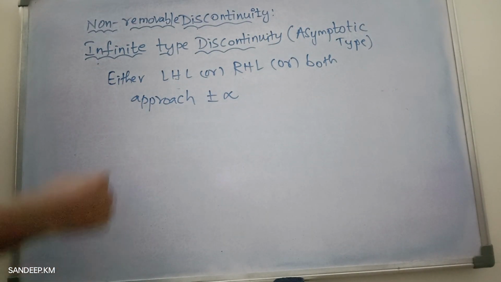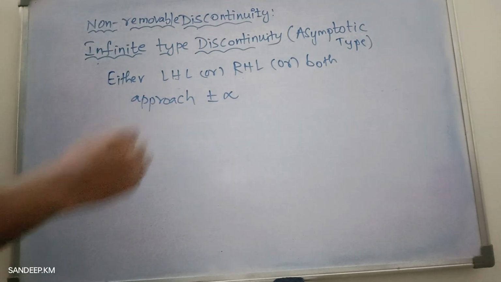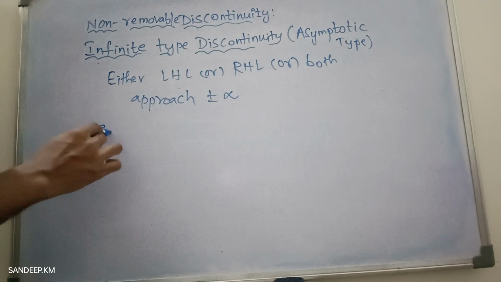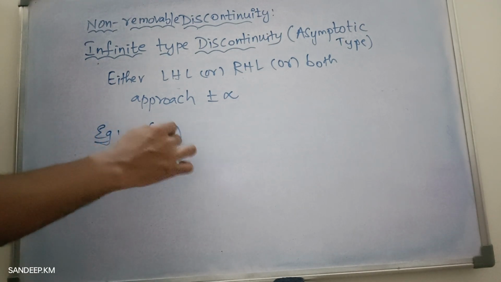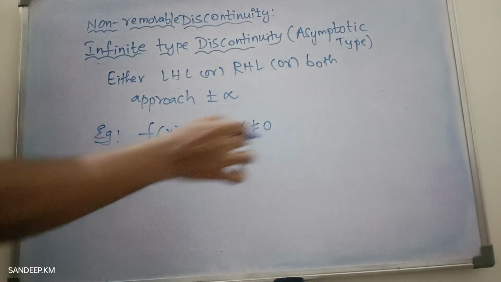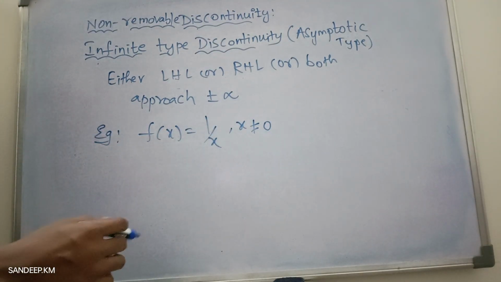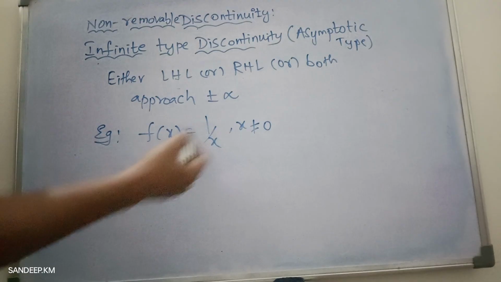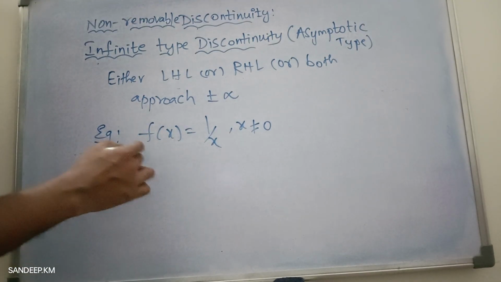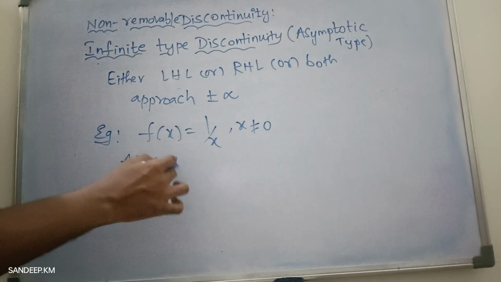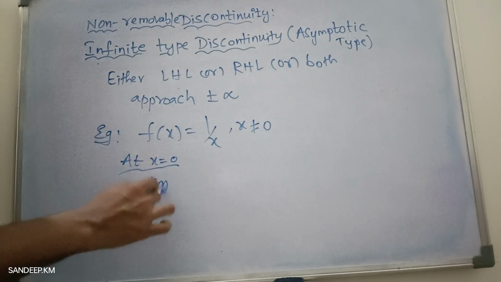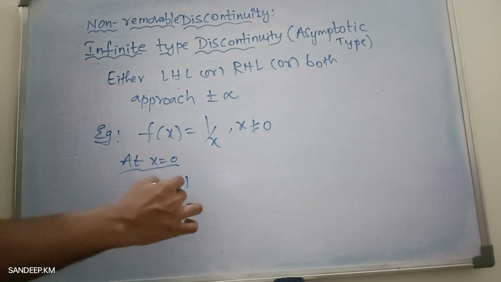So in that case, we call them infinite type discontinuities. And one of the best examples for infinite type discontinuity is f of x is equal to 1 by x, and remember x is not equal to 0. Correct, dear students? See, at x is equal to 0, you try to find out the left hand limit and right hand limit. Let us find the left hand limit. Left hand limit means limit x approaches 0 minus 1 by x.